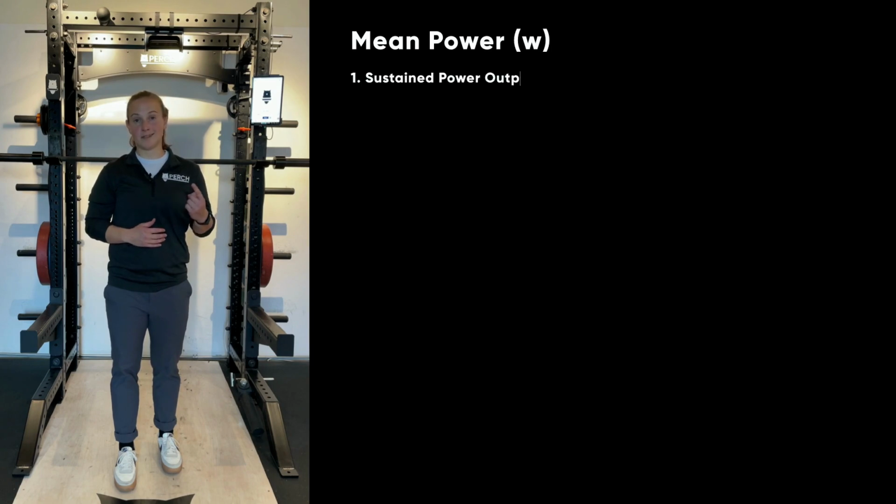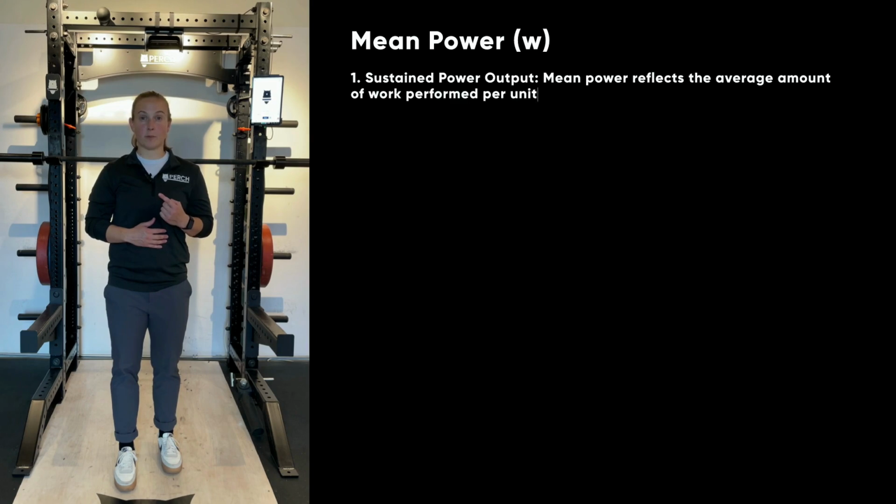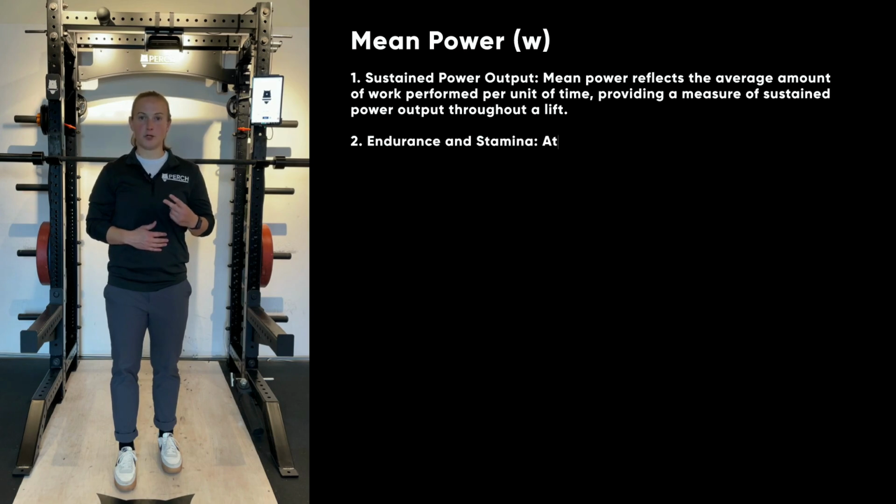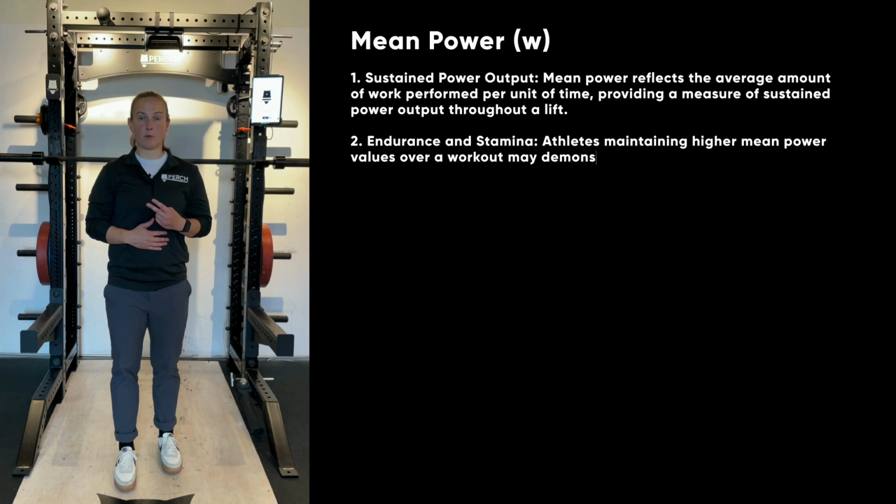Number 1, sustained power output. Mean power reflects the average amount of work performed per unit of time, providing a measurement of sustained power output throughout a lift. Number 2, endurance and stamina. Athletes maintaining higher mean power values over a workout may demonstrate better endurance and stamina during resistance exercises.